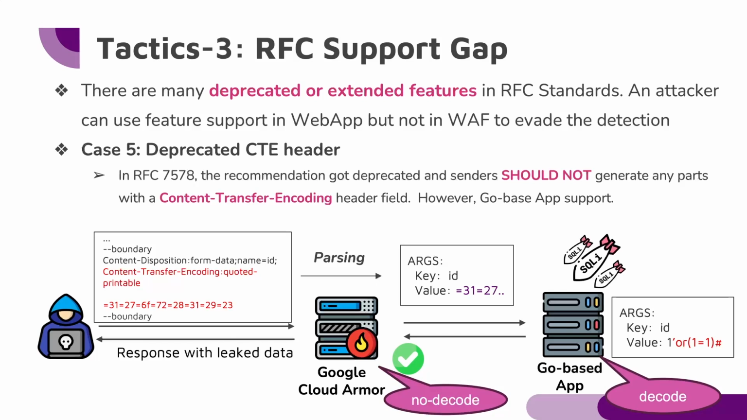while we find that in RFC 7578, the recommendation of content transfer encoding got deprecated, and the sender should not generate any part with the content transfer encoding header field. However, the Go-based app still supports it, so the attacker can use these tactics to bypass the WAF and launch SQL injection, command injection on the Go-based app.